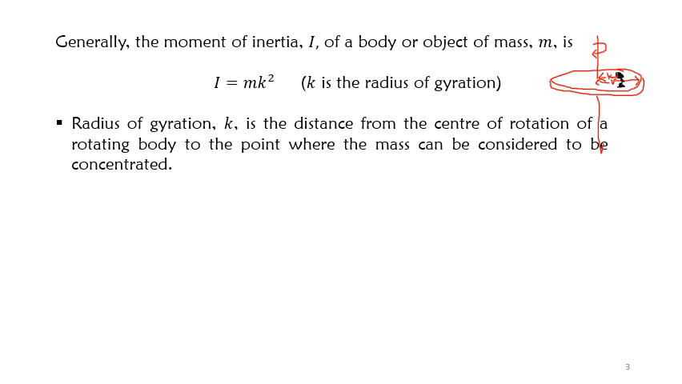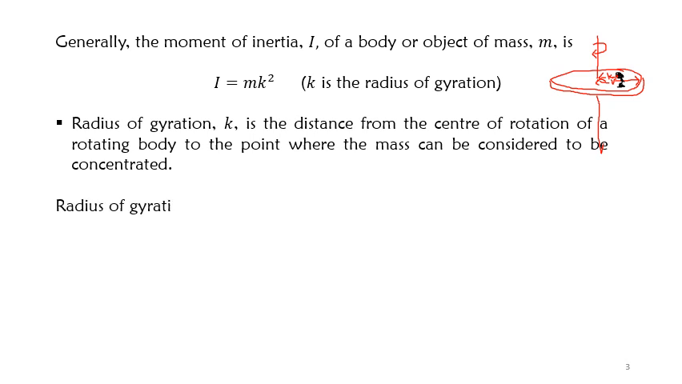Okay, so if the mass is concentrated at this point, midway between the center and the edge of the disk, then the radius of gyration will be a measure of the distance between that point where the mass is considered concentrated and the center of the disk, which is where the axis of rotation lies.